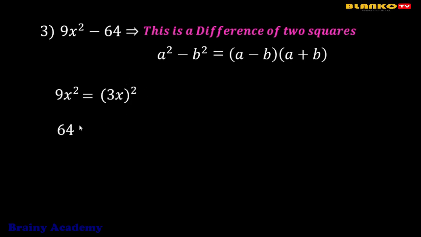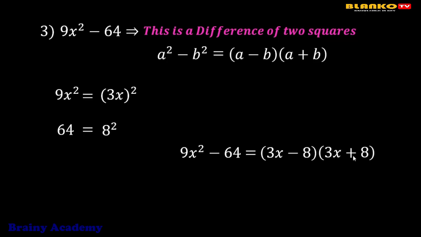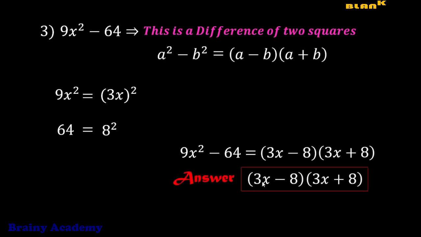And then 64 is also equal to 8 squared, or 8 raised to the power 2. So therefore 9x squared minus 64 is equal to 3x minus 8 in the bracket multiplying 3x plus 8 in a bracket. So to factorize 9x squared minus 64, our answer is 3x minus 8 in the bracket multiplying 3x plus 8 in a bracket.